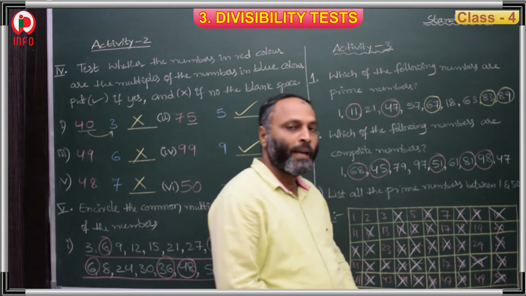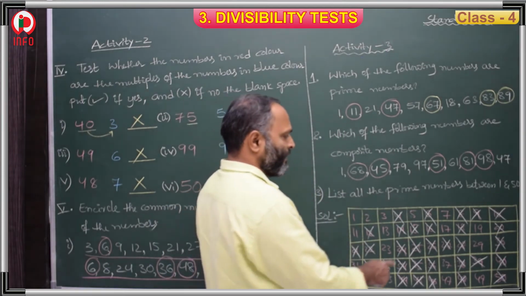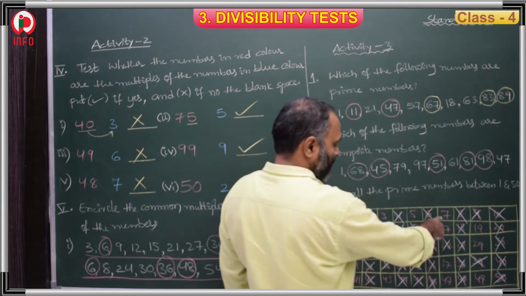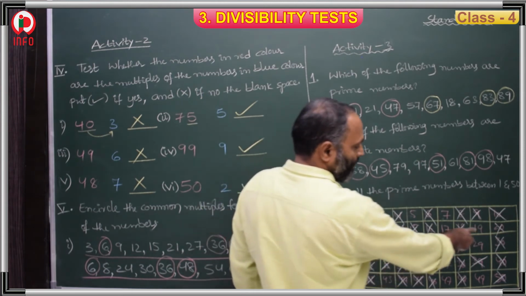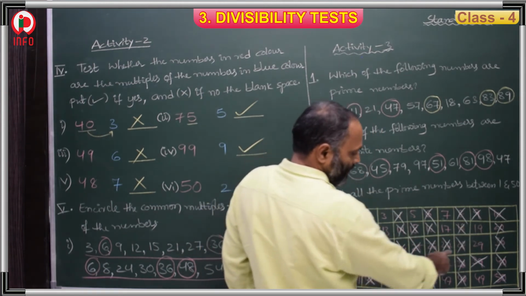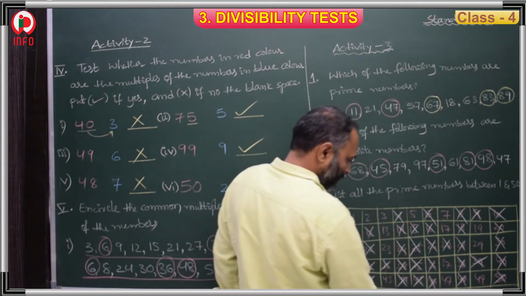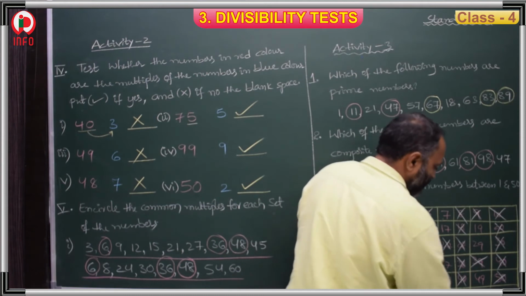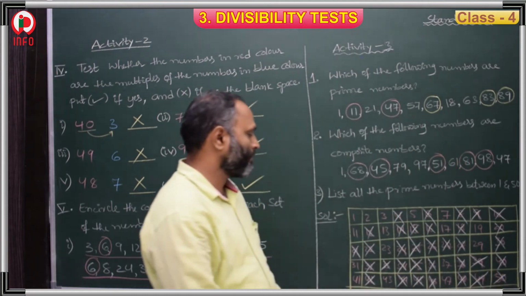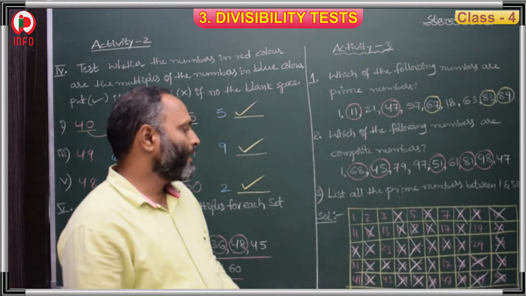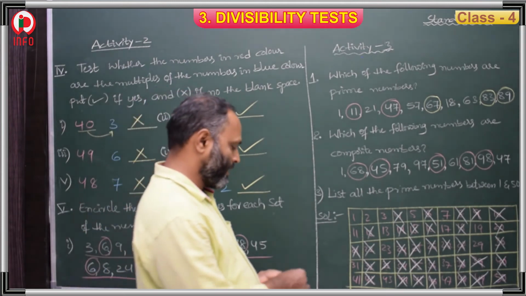Then after that the 7 table. 7 ones are 7, don't cancel. 7 twos are 14, 7 threes are 21, 7 fours are 28, 7 fives are 35, 7 sixes are 42, 7 sevens are 49. Now, whatever is left, circle it.